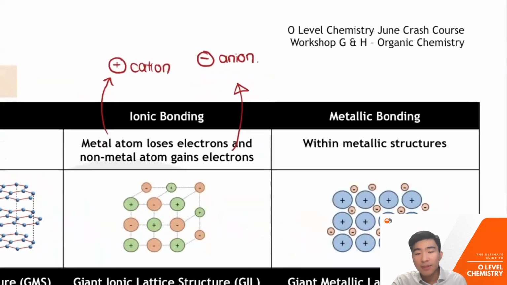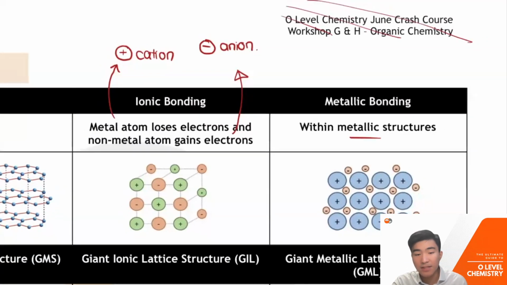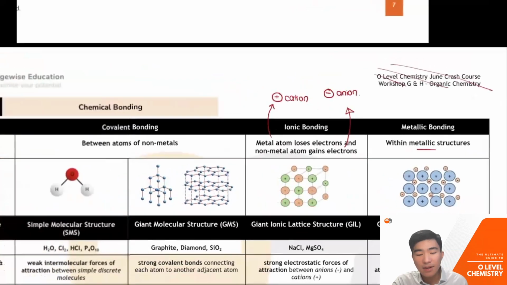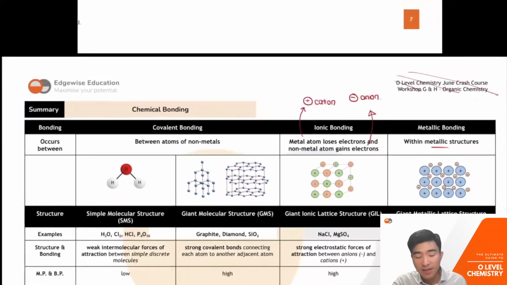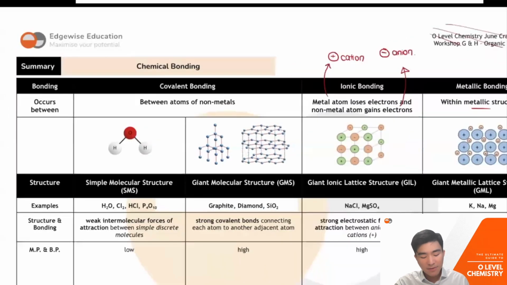Now, under metallic bonding, sorry, please ignore this header. The header is wrong. Under metallic bonding, metallic bonding exists within metal structures. So I've given you images of those structures. We are going to go through each of these structures separately, and then after that, we will compare between the structures. Okay, let's look at the first structure.